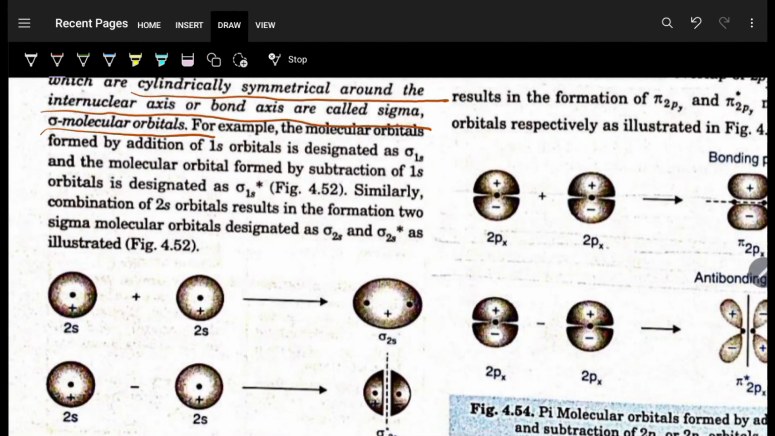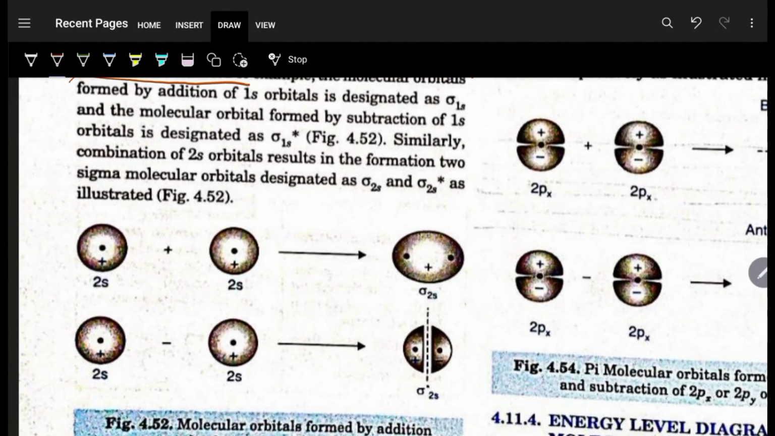So here we can see the sigma molecular orbital formation. This one is a bonding, the other one is anti-bonding. This is the bonding molecular orbital and this is the anti-bonding molecular orbital, formed by overlap, and of course, sigma.